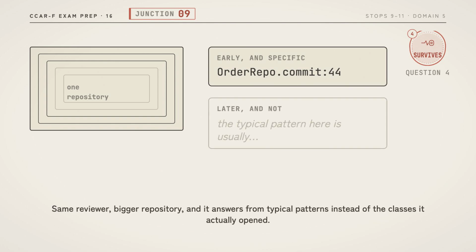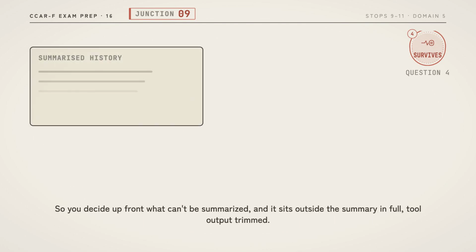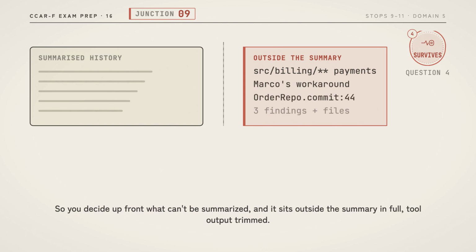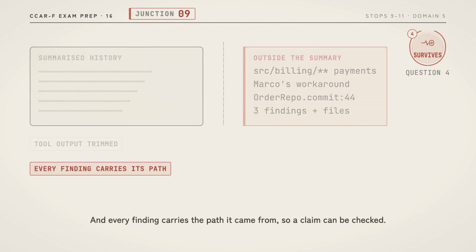Same reviewer, bigger repository, and it answers from typical patterns instead of the classes it actually opened. No error gets raised because it gets vaguer while sounding exactly as confident. So you decide upfront what can't be summarized and it sits outside the summary in full, tool output trimmed. And every finding carries the path it came from, so a claim can be checked.